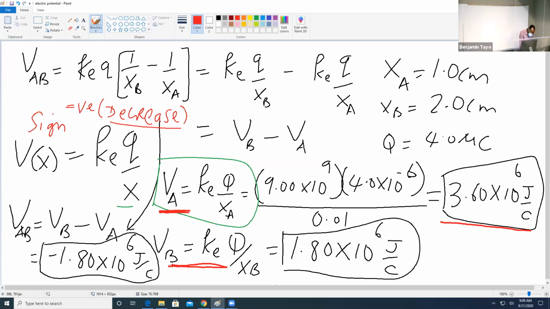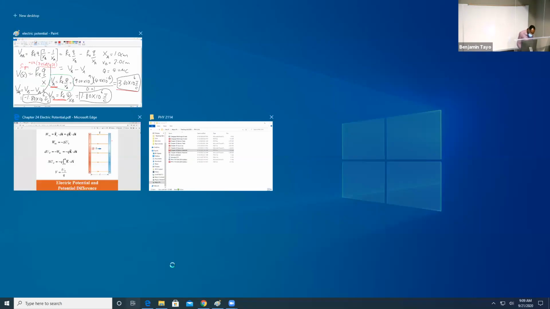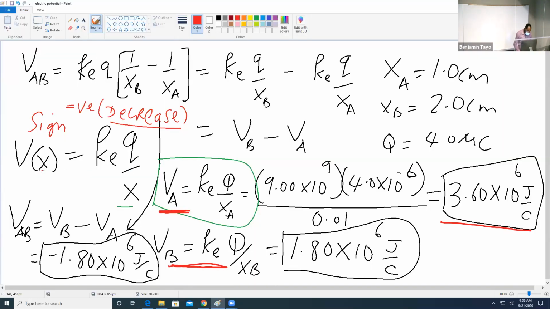And then we also calculated the potential difference between point A and point B, which is given by this equation right here. So it's just the potential at point B minus the potential at point A. So we ended up getting a negative value here. And I said that this negative value simply means that there is a decrease in the potential. All right. So now let's go ahead and calculate.